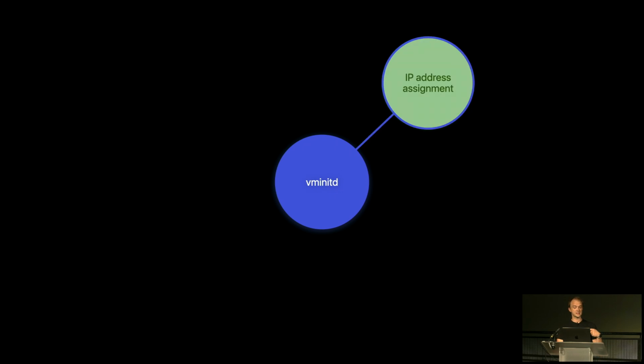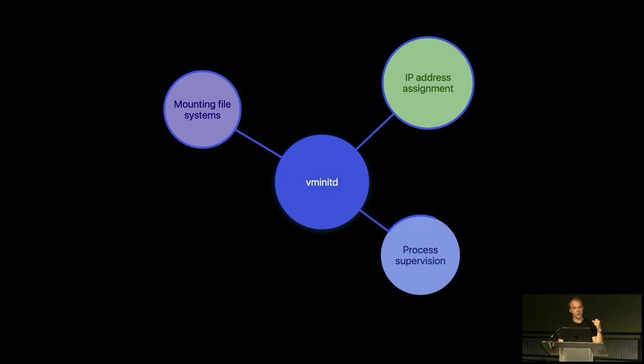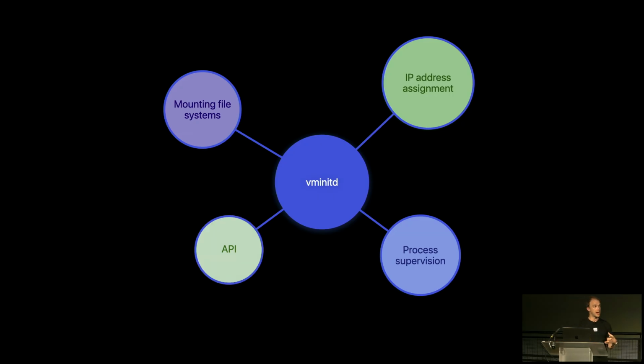It's responsible for assigning IP addresses to network interfaces, mounting file systems, such as the container rootfs itself, doing process supervision, being able to launch processes, reap processes, everything else inside the virtual machine. And it provides a gRPC-based API that we can talk to from the host in order to be directed for spawning and managing processes from the host.